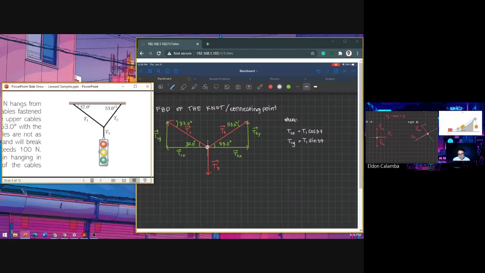And then you have your T2x and T2y. Si x pa din is adjacent and si y is opposite. So, T2x, this is T2 cosine 53. And then T2y is T2 sine 53. Ayan.